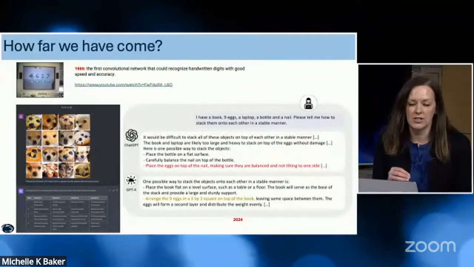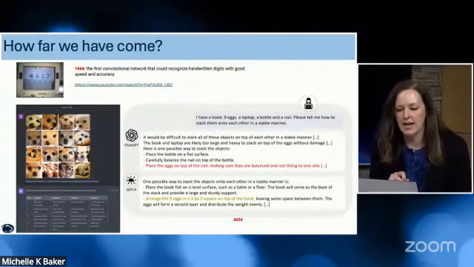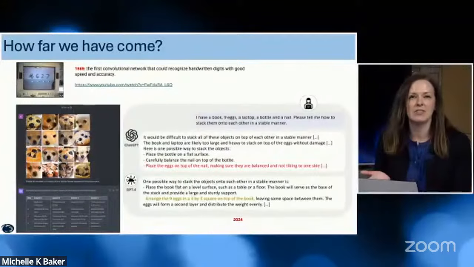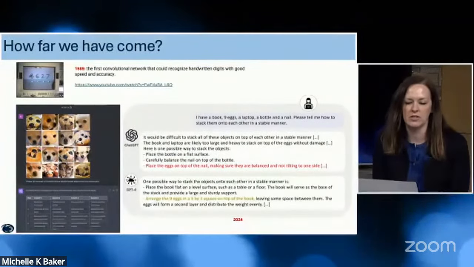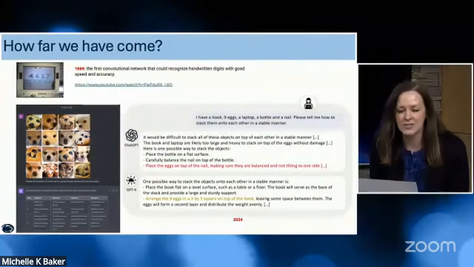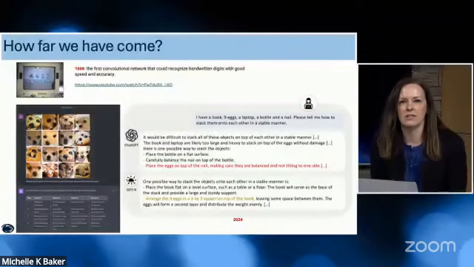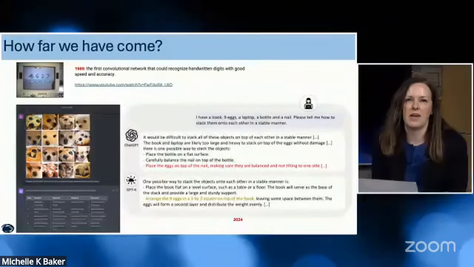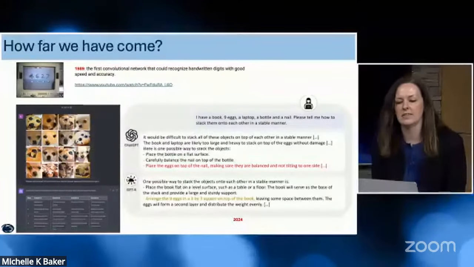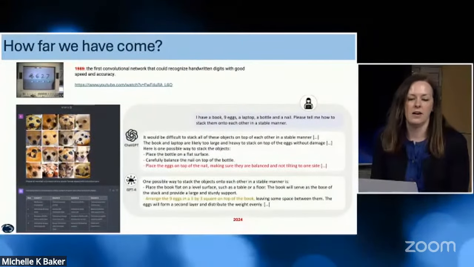We have early ChatGPT struggling with this particular problem. The problem was, I have a book, 9 eggs, a laptop, a bottle, and a nail. Please tell me how to stack them onto each other in a stable manner. This is kind of a tricky question. And the old ChatGPT from a couple years ago said, finally, place the eggs on top of the nail, making sure they're balanced and not tilting to one side, which obviously was not going to work. But now if you ask the same question in 2024, it gives you an answer that's a lot more feasible. So I arranged the 9 eggs in a 3x3 square on top of the book. So we've come a long way with being able to recognize images, recognize numbers and text.